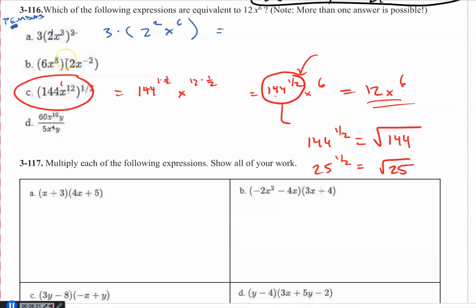Okay, 2 squared, 2 to the power 2, that's just 4. 4x to the power 6. And 3 times 4x to the power 6, if we multiply, 12x to the power 6. Try B, try D.